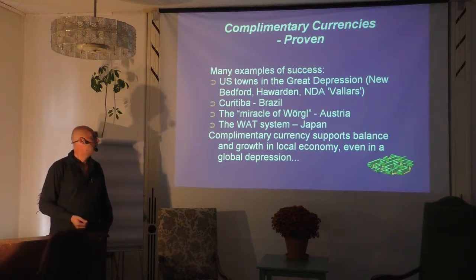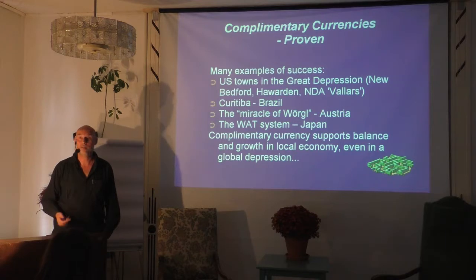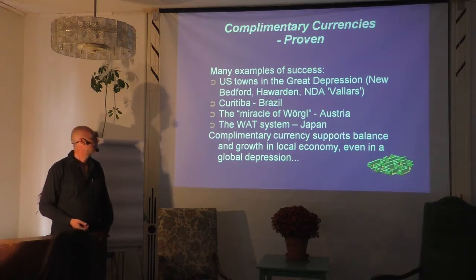We've got the miracle of Virgil, is it, in Austria? Yeah, where a famous motor racing driver comes from. But in the 1930s, they were experimenting with a currency, and yes, it became a miracle because all of the other towns were devastated by hyperinflation. They were unimpacted by it. Their jobs, their money, everything kept on flowing. We've got the watt system in Japan.